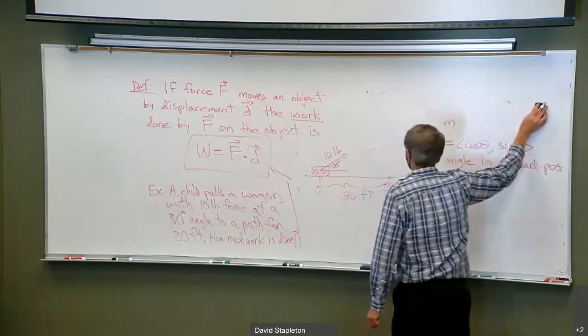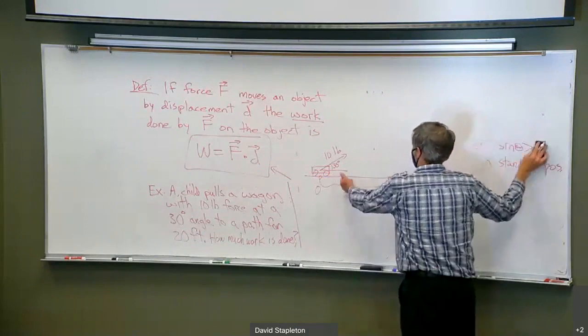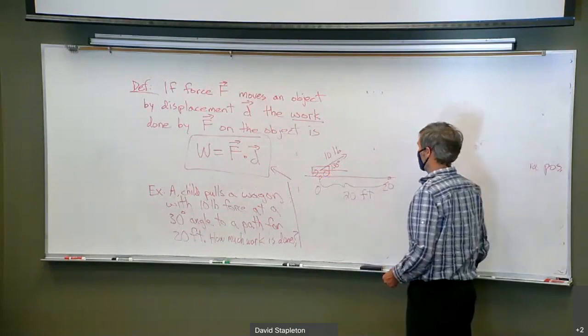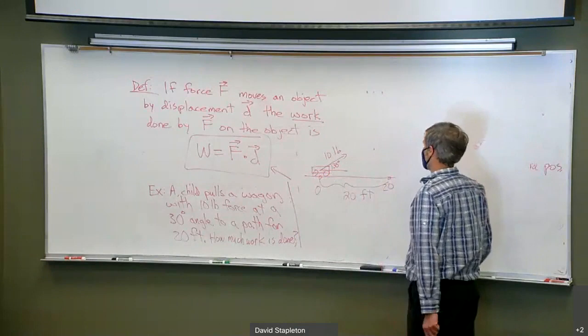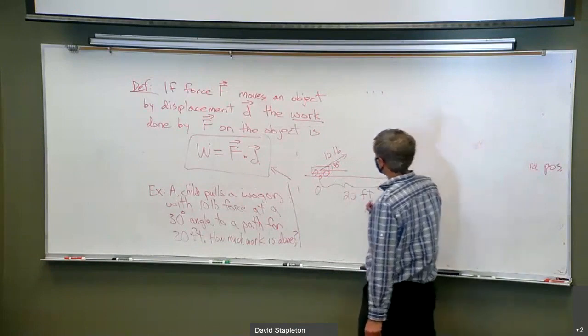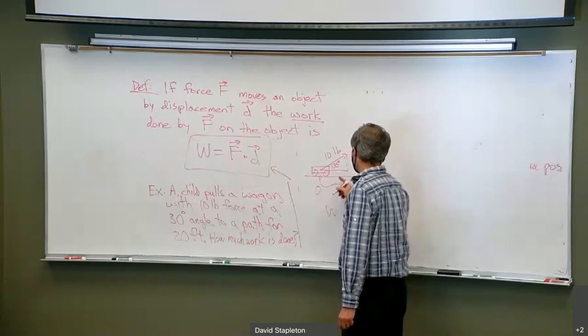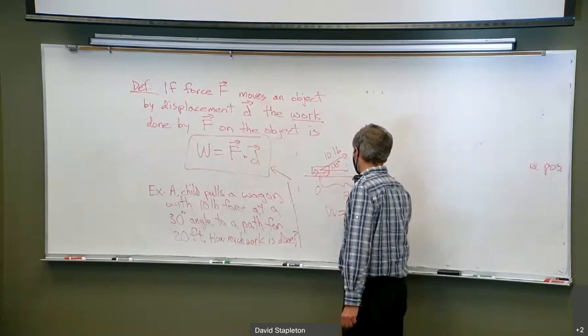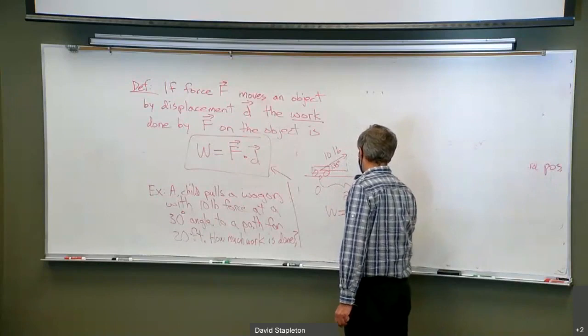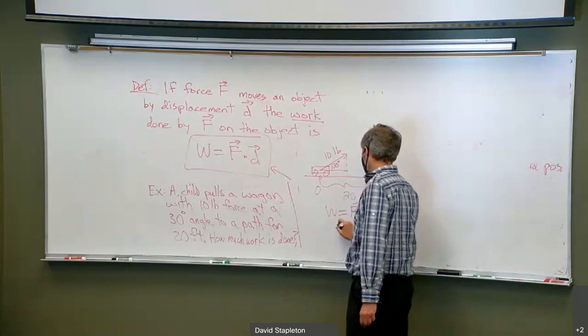How much work is done? You would like to say the force is 10 pounds times 20 feet, 200 foot-pounds, but it's not, right? The force is actually the component in this direction. We'll say the work times the distance places. So work is actually force dot displacement.